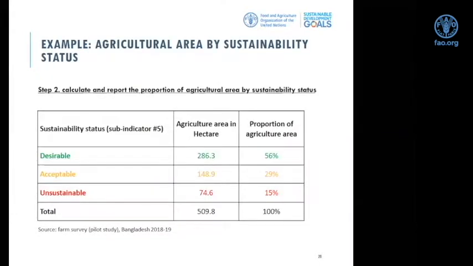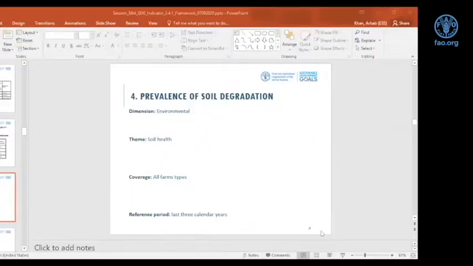Again, the last step is for us to aggregate the areas classified as green, yellow, and red, and divide it by the total agriculture area estimated from the nationally representative sample to calculate the proportion of agriculture area at a national level as to whether it's green, yellow, or red. So I stop here.